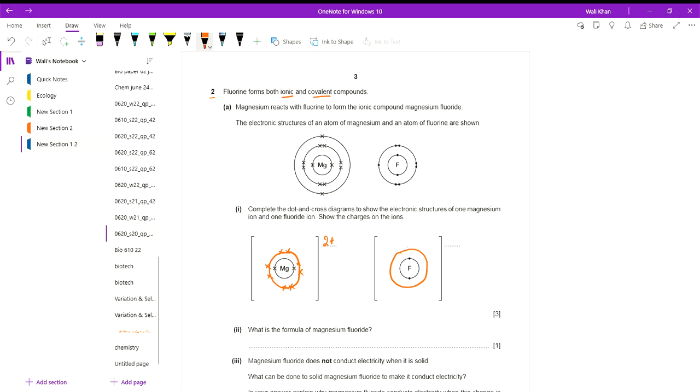ठीक है. So we will make 1 क्रॉस आ जाएगा. ठीक है. एक फ्लोरीन एटम शो किया हुआ है, so we write down 1 minus. What is the formula of magnesium fluoride?